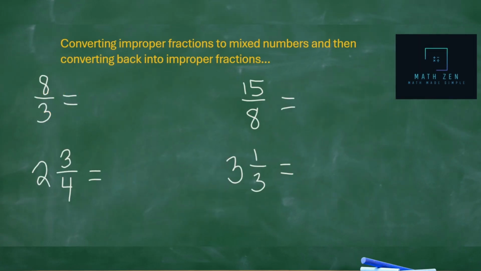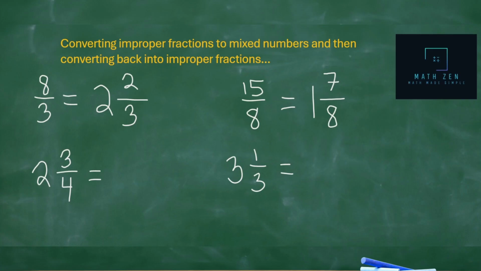Alright, now that you've had a chance to see how this works, let's do a couple of these together in real time. Let's convert 8/3 into a mixed number. What we need to think is 8 divided by 3, which is going to give us 2 as our whole number, and a remainder of 2 as our numerator, and the same denominator of 3. Moving over to 15/8. 15 divided by 8, we're saying we can get one group of 8 out of 15, with a remainder of 7 as our new numerator, and the same denominator of 8.